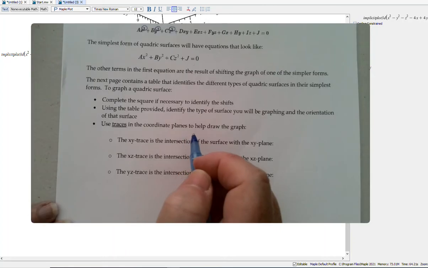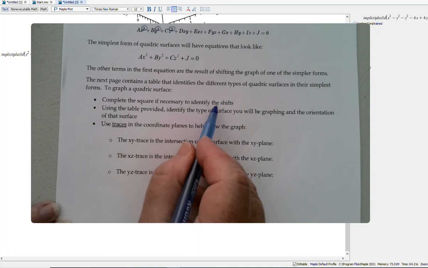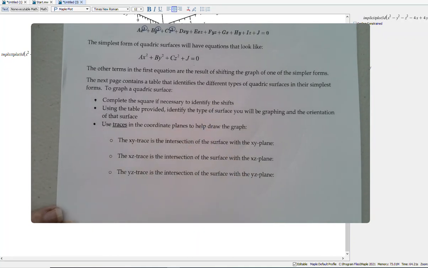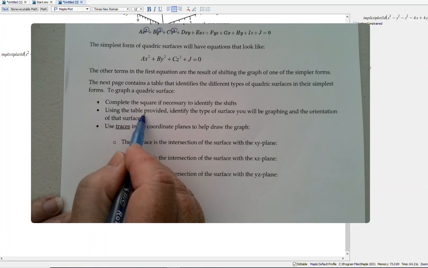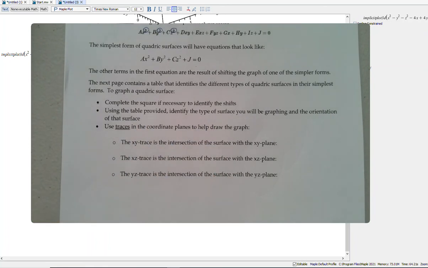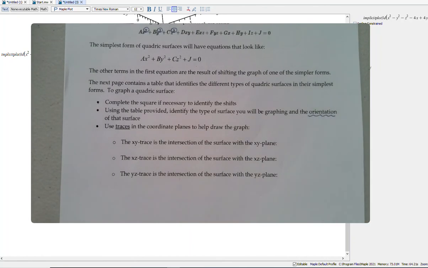Couple of quick little pointers and then we'll get started. When we graph these things, it says complete the square if necessary to identify shifts. We'll see a couple of examples of that. Using that table we just talked about, identify the type of surface and the orientation. Again, I'll make a little bit more note of that as we do some examples. And then finally, to a limited extent, I'll use some traces to help me graph.